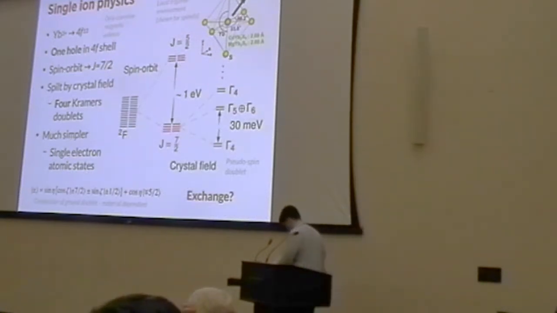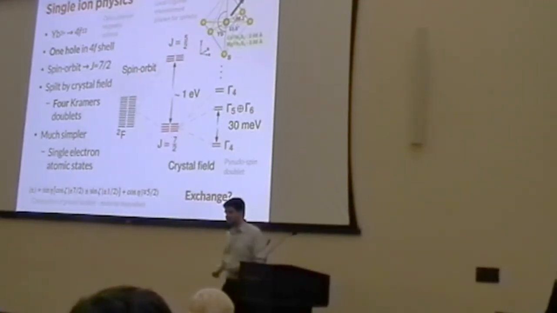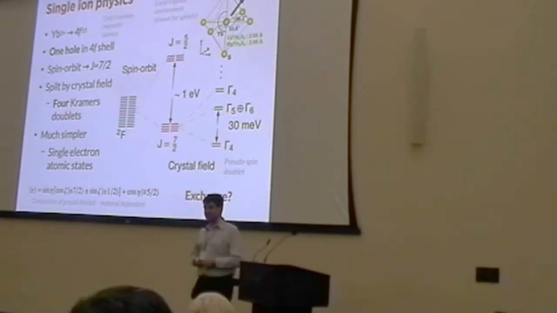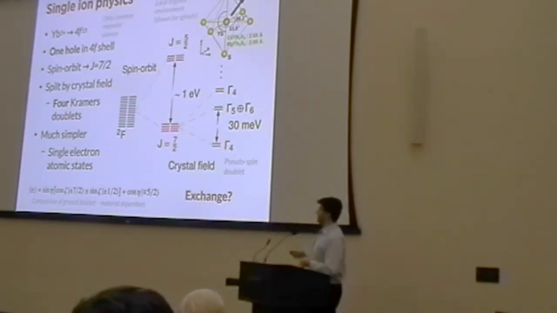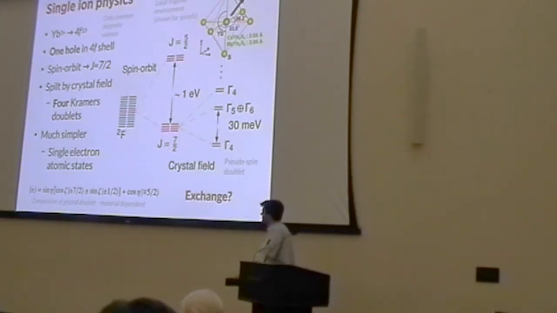So we want to talk about the exchange physics in ytterbium magnets. We can start with the single-ion physics, which is relatively simple. As I said, you just have a single hole in an otherwise filled f shell, so 4f13. This is why the atomic physics is simple. You basically just have the J=7/2 and J=5/2 states. The spin-orbit coupling splits this into 5/2 and 7/2, and this lower 7/2 state is then split again by the crystal field.